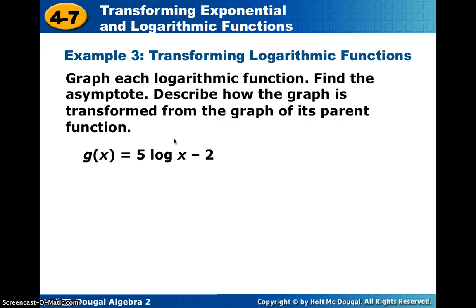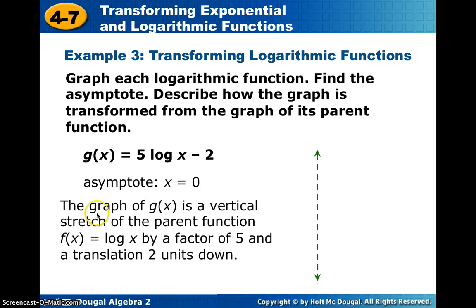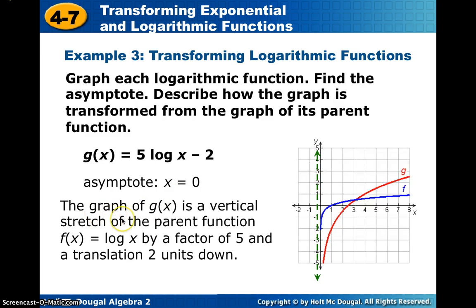Find the asymptote. Describe the transformations. Okay, so first of all, what is the parent function? The parent function here is log of x. The asymptote for log of x is just at x equals 0. Let's see if we can see the graph. When we graph it, that's how you can tell where the asymptote is. You can see that the asymptote here is right at x equals 0, right on the y-axis.